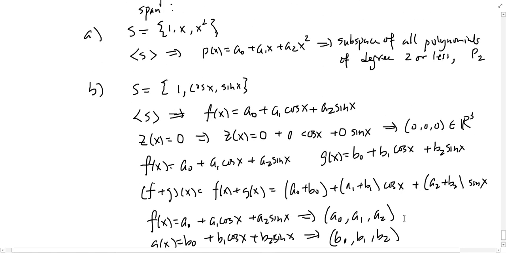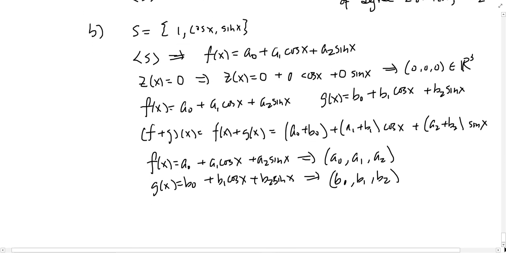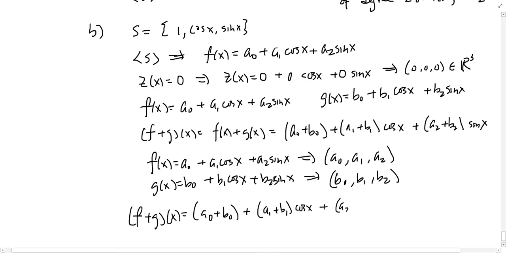And therefore, the sum of these two vectors, which is this, is nothing more than basically this vector. Okay, I ran out of room, so I'm going to just put it on the bottom.